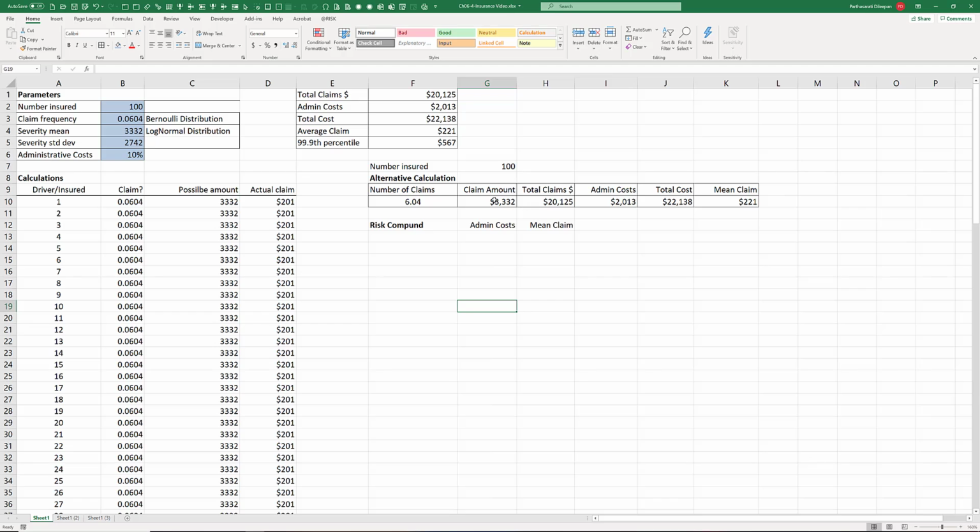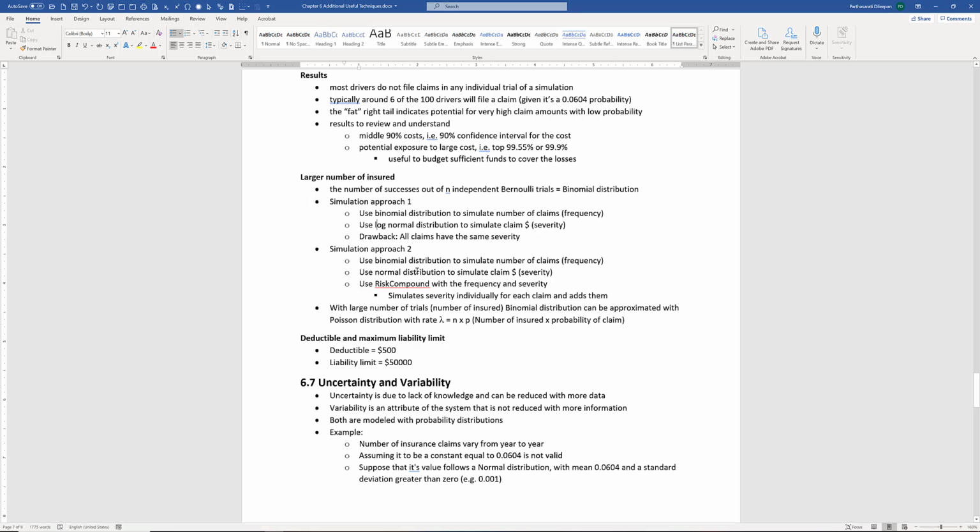Okay, so now we will do the simulation all at one time. So you can use RiskCompound so that this claim amount lognormal is repeated the number of times that we're going to make claims. So this RiskCompound allows us to do that. So that's your RiskCompound with the frequency and severity, and it simulates severity individually for each claim.